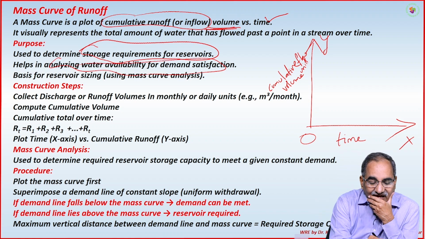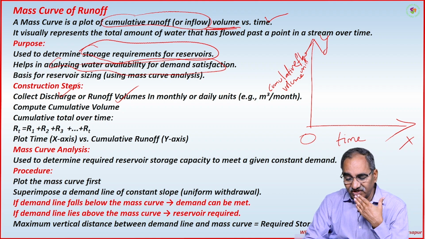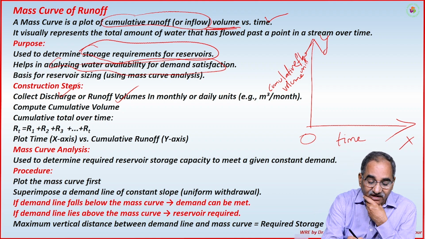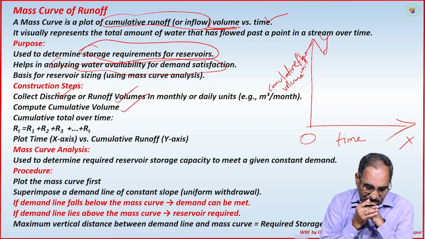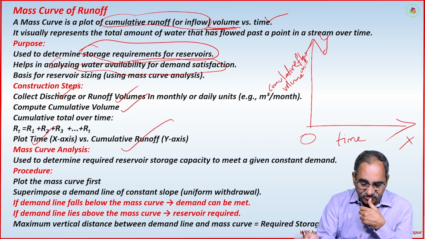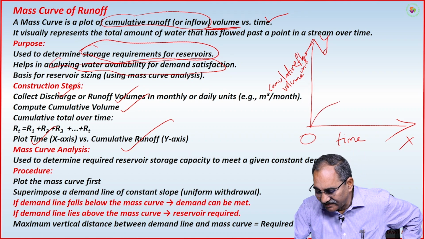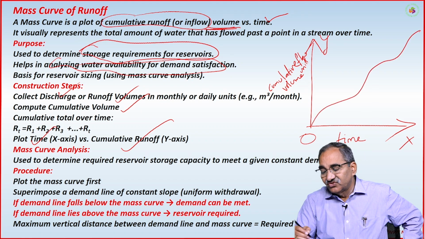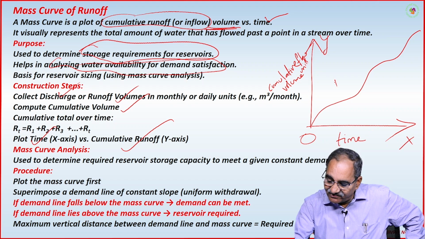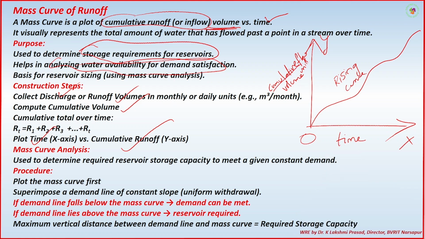Then basically, how do we do it? For example, collect the discharge or runoff. Once you get the discharge, convert it into volume units. After that, calculate the cumulative volume. Plot time versus cumulative volume and you get the mass curve. If you draw it, it will be like this. So it is always a rising curve. Why a rising curve? Because it is a cumulative value.